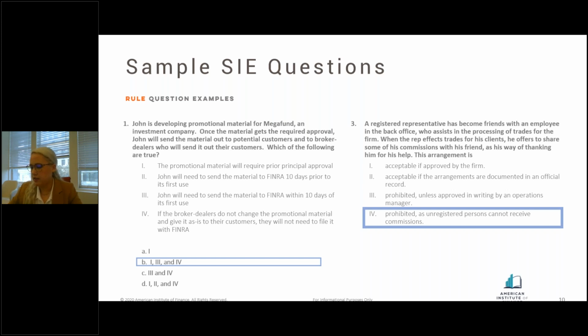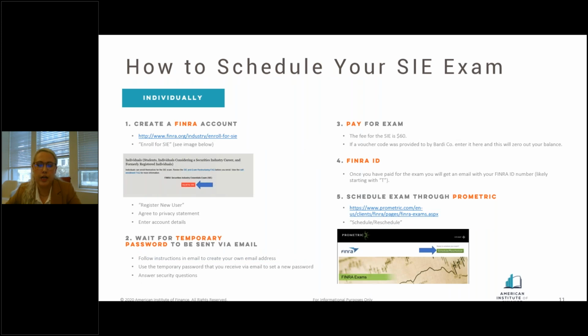Great. So lastly, I wanted to talk about how to schedule your SIE exam. There are two ways that you can register for your exam. The first one is individually, and the second one is through your employing broker-dealer. So let's take a look at the first scenario.